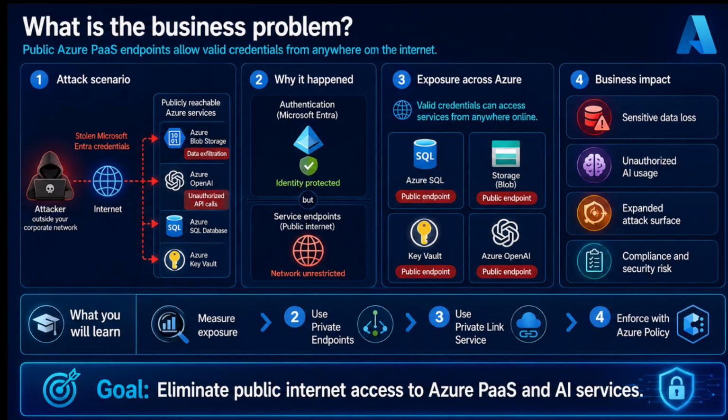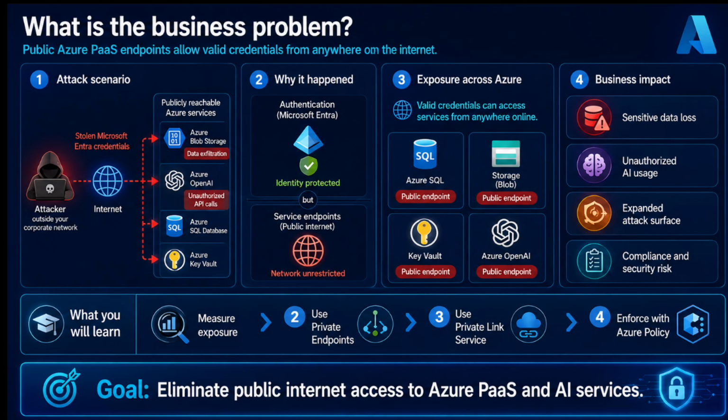Because Azure Blob Storage, SQL, Key Vault, and Azure OpenAI still accept requests through public endpoints, valid credentials were enough to reach sensitive resources. The attackers exfiltrated data and made unauthorized AI inference calls without ever entering the trusted network.